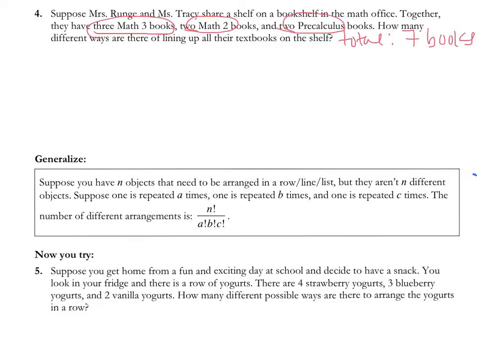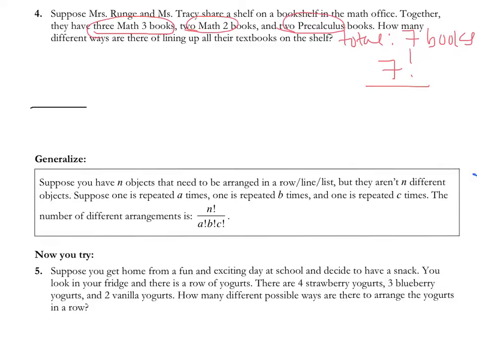So thinking about what we did yesterday, you might think that we should start with 7 factorial since we're arranging these books in a row, and that would be a great idea to start out with. But then we have to deal with the fact that there are repeats. There's 3 Math 3s that are all going to look perfectly identical when we're looking at them. There are 2 Math 2s that are going to look perfectly identical, and 2 pre-calculuses. So let's think about how many different ways there are to arrange those on a shelf.